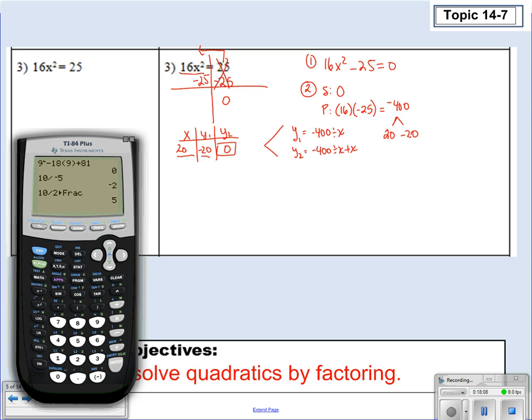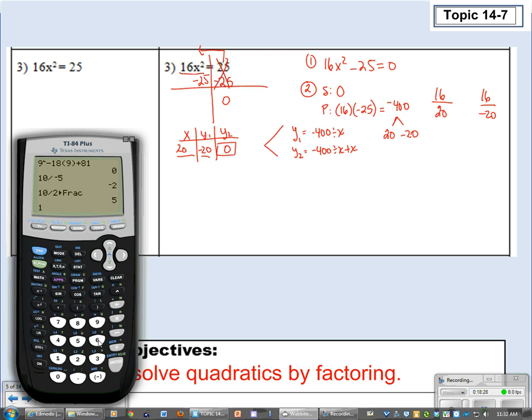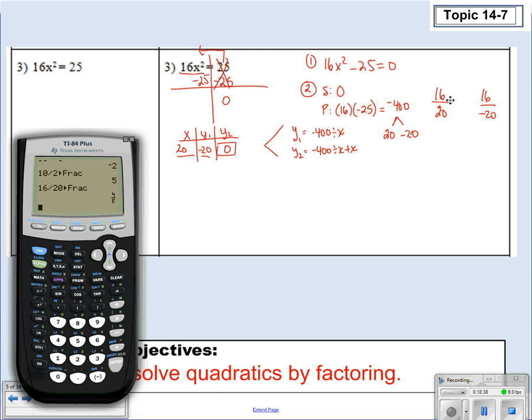Once you have your factors, let's set up our fractions. So our fractions are, we have a positive 20 on the bottom, and we have a negative 20 on the bottom. We have 16 on top. That's the number in front of the x squared. So our 16 over 20, using our calculator to reduce that fraction, 16 divided by 20, math, enter, and the fraction reduces to 4/5. And then 16 over negative 20, we have a negative in the bottom, and then the numbers stay the same. So it's a 4 over negative 5.